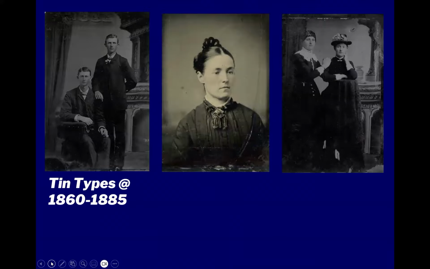So let's talk about eras in photography. I talked a little bit about tintypes. Tintypes typically you're going to find between roughly 1860 and 1880. Like I said, you can find them as early as 1850. You can find them as late as 1885 to 1890. But the bulk of them exist between 1860 and 1880.